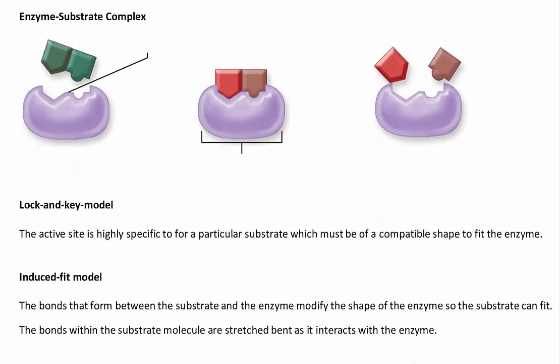So enzymes are types of proteins, and as such they have a specific shape. And it is this shape that allows enzymes to bind with a specific reactant, which is also referred to as a substrate. So in this particular image here, this represents the substrate, and this is the enzyme.